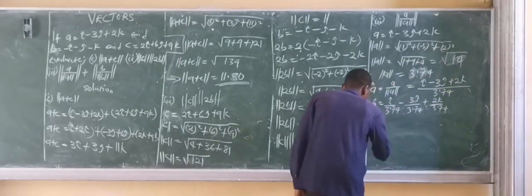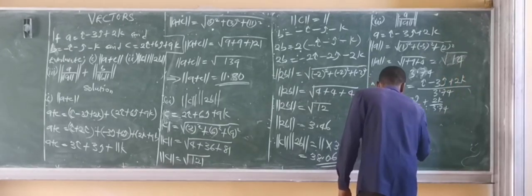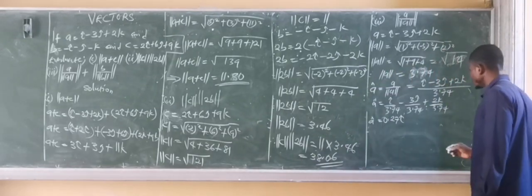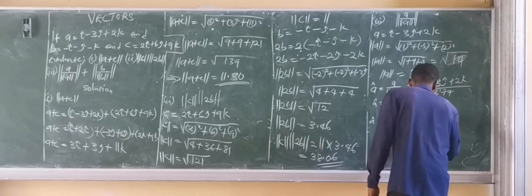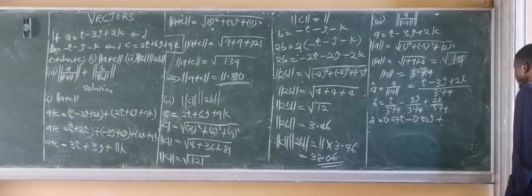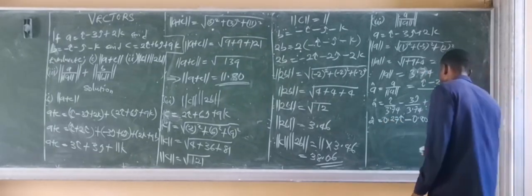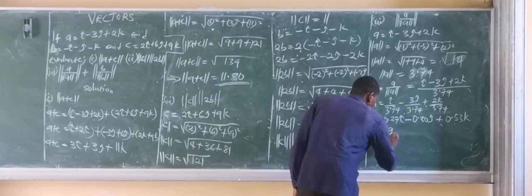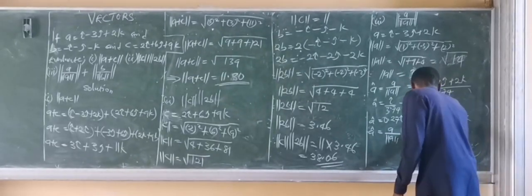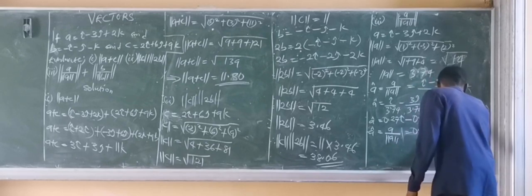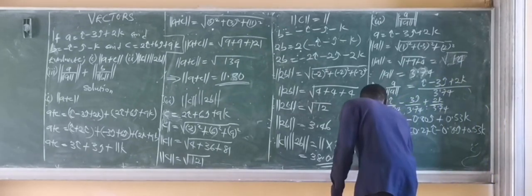Okay, so it means that the unit vector of A is now 1 over 3.74, which is approximately 0.27i, minus 3 over 3.74, 0.80j, plus 2 divided by 3.74, 0.53k. So this unit vector is A over the magnitude of A, which is the position vector over its magnitude, and we have the value to be 0.27i minus 0.80j plus 0.53k.